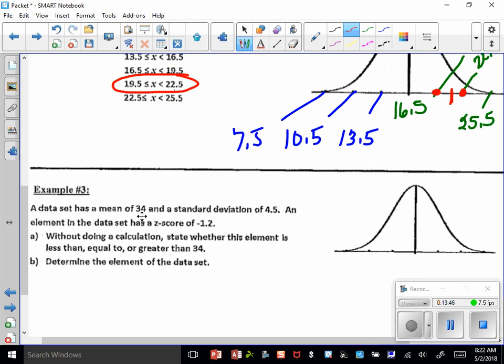It says a set of data has a mean of 34. So where's the mean going to go? In the middle. And this time the standard deviation is 4.5.